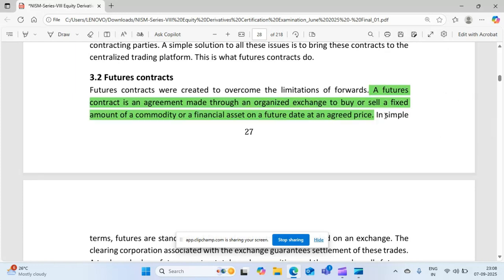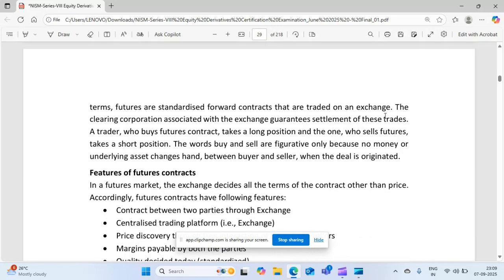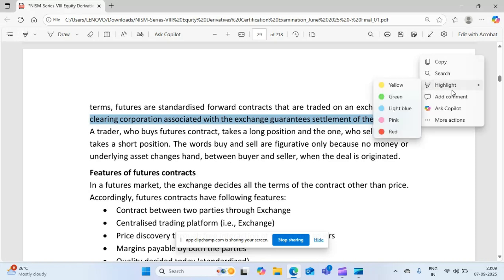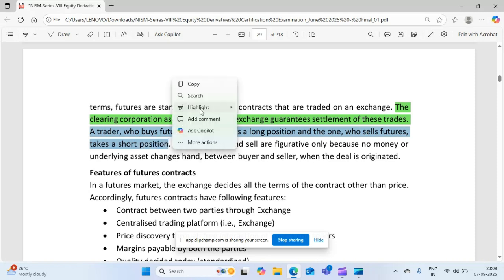However, the definition here is that a futures contract is an agreement through an organized stock exchange to buy or sell a fixed amount of a commodity or a financial asset at a future date. That's the key aspect. The clearing corporation is the entity which takes care of or guarantees the settlement of the transaction. One thing to note here is the trader who buys the futures contract is called the long, and who sells it is called the short. So we have long and short transactions in futures.